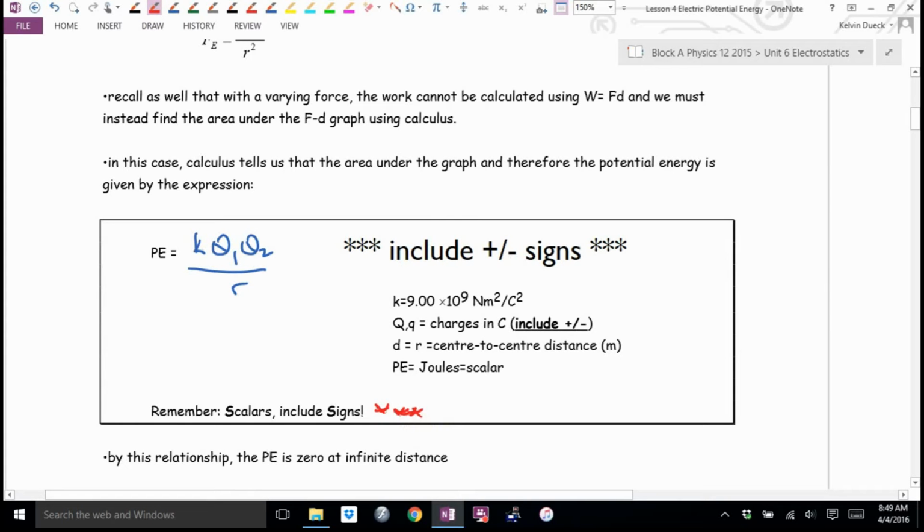Okay? By this relationship, potential energy is zero at infinite distance. My calculus students, the limit as r approaches infinity will be zero. So you still have no potential energy way out there. When you're far away, there's no attractive or repulsive force, which means you'll float there just fine.